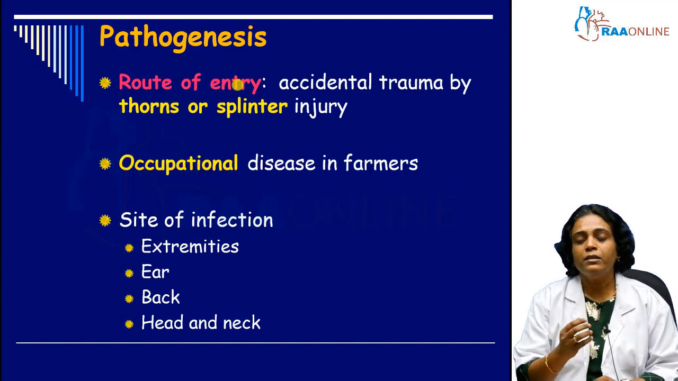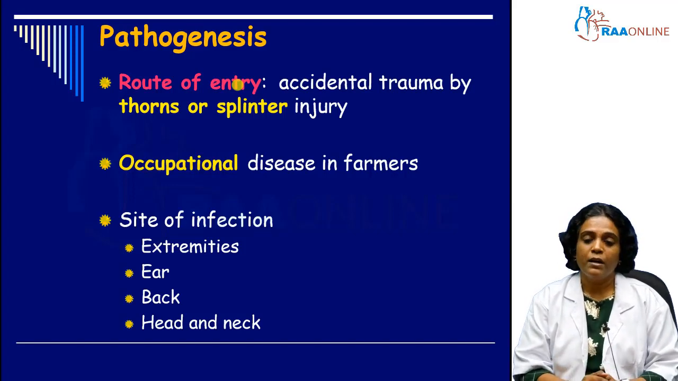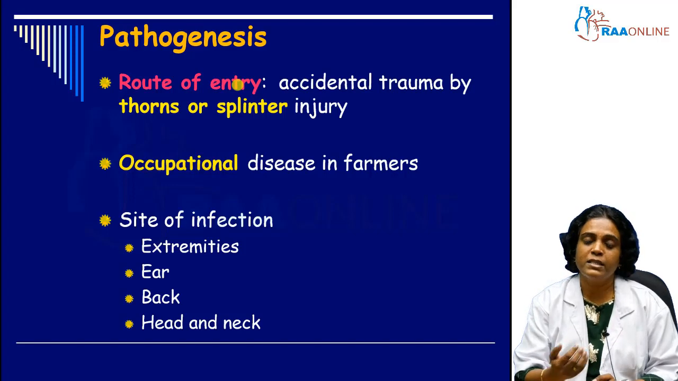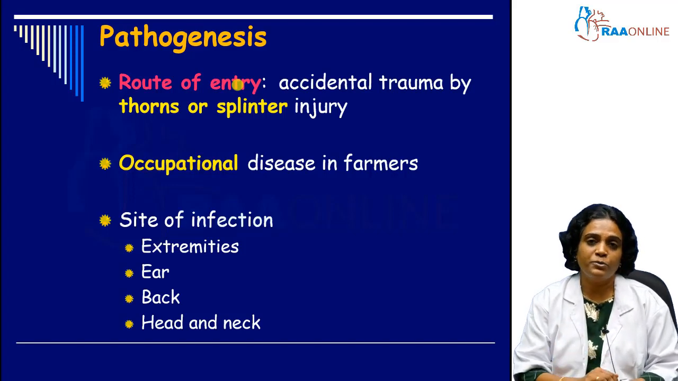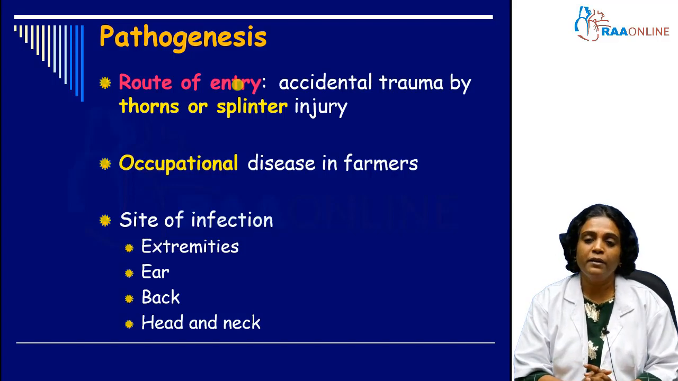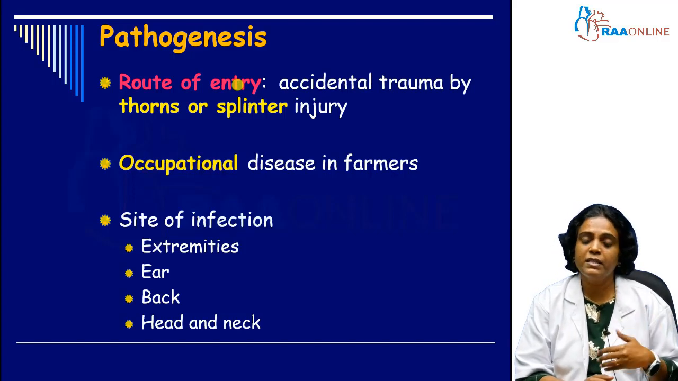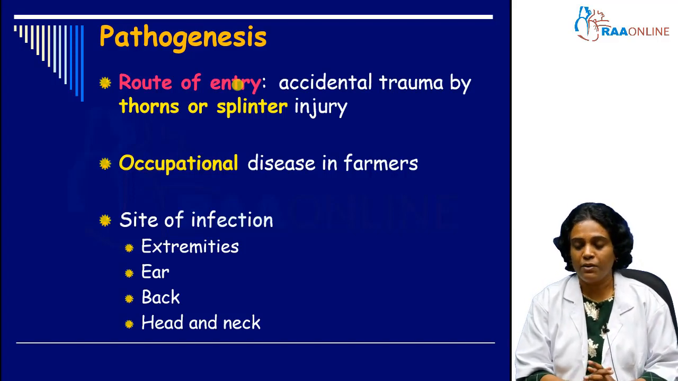So now, this is also an occupational disease. It's very common among farmers, okay, because they come across these kind of sharp object injuries or splinter injuries. And the site of infection, usually the exposed parts of the body, the extremities are very common sites getting infected. Mainly the lower extremities commonly get infected, and also head and neck, back and ears. These are the other sites which can be infected.